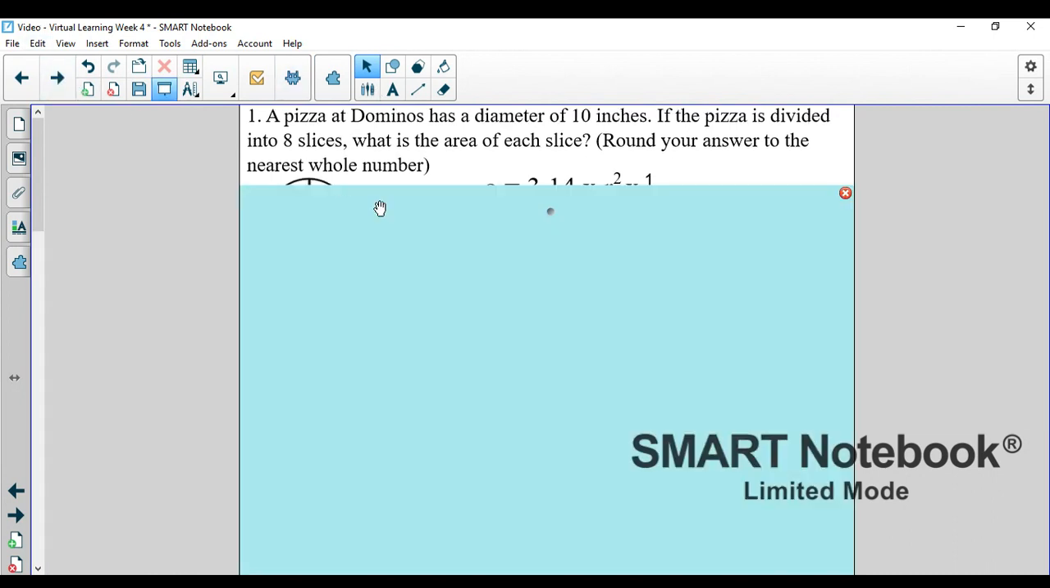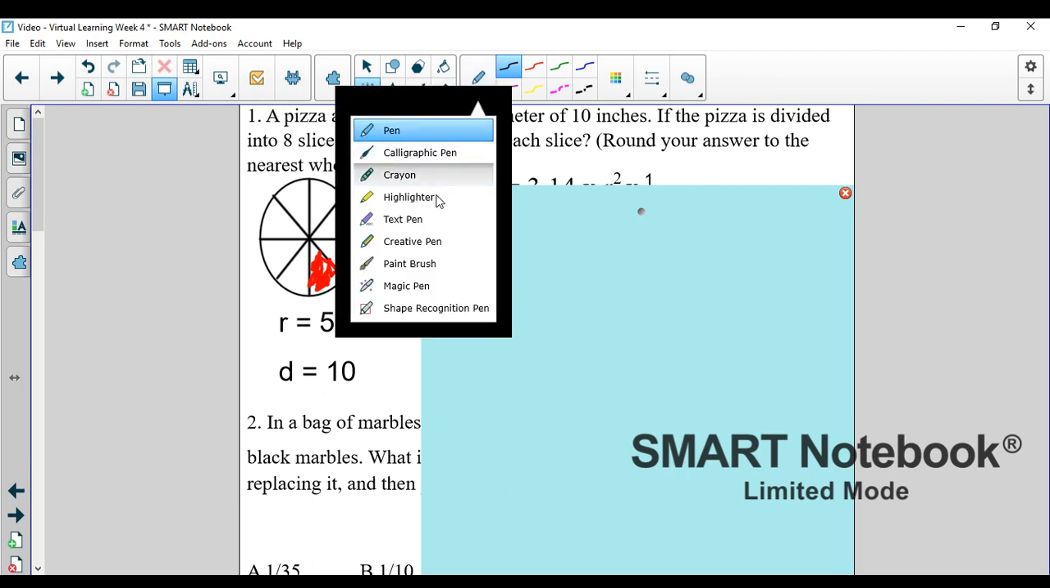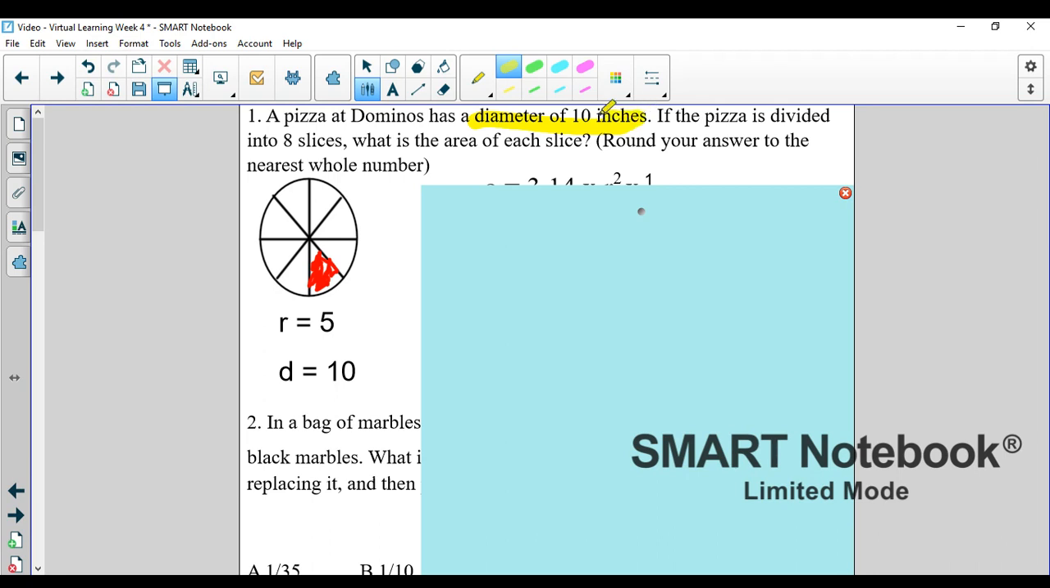All right, here we go. Number 1, a pizza at Domino's has a diameter of 10 inches. If the pizza is divided into 8 slices, what is the area of each slice? The first thing I did was go ahead and draw in a circle. I cut it into 8 slices. I listed the information they gave me. They told me that I had a diameter of 10 right here. So I know that the radius would be half as big, 5. And since this is an area problem, I'm not going to use the diameter. So I'm going to go ahead and cross that out now.